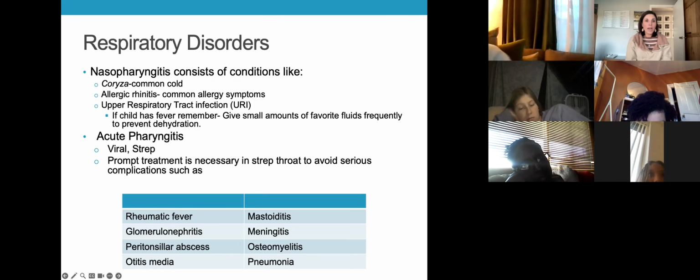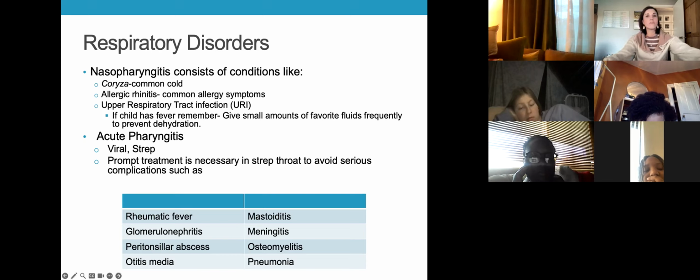And then when we're looking at acute pharyngitis, that's going to be our viral causes or strep. So anytime we have strep throat, we need to have prompt treatment to avoid those serious complications. The big ones are going to be rheumatic fever and glomerulonephritis. You can see the other ones that are listed there as well that are complications of not treating that strep throat infection quickly.